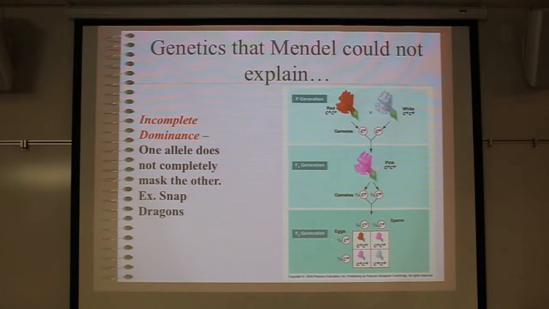If you cross the F1s, the pink ones, what you get is a 1 to 2 to 1 ratio in the F2, which is you get one red for every 2 pink for every 1 white.